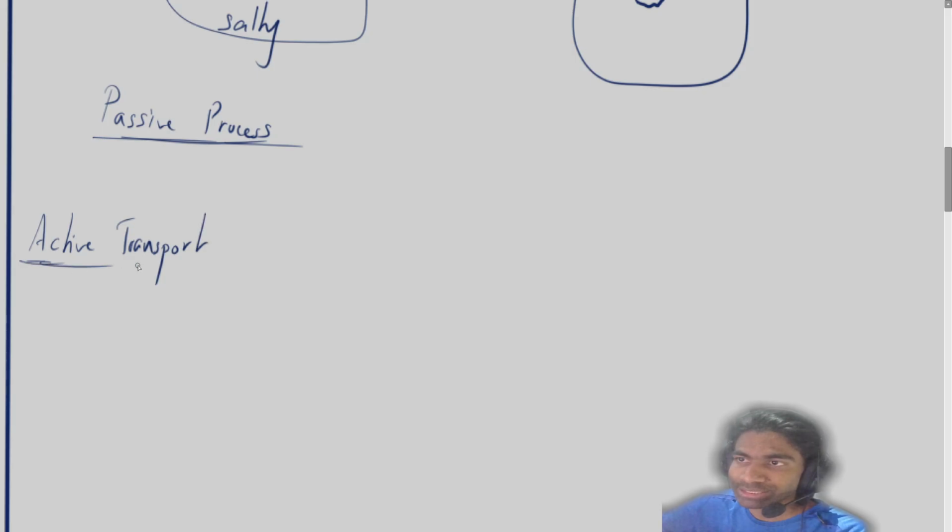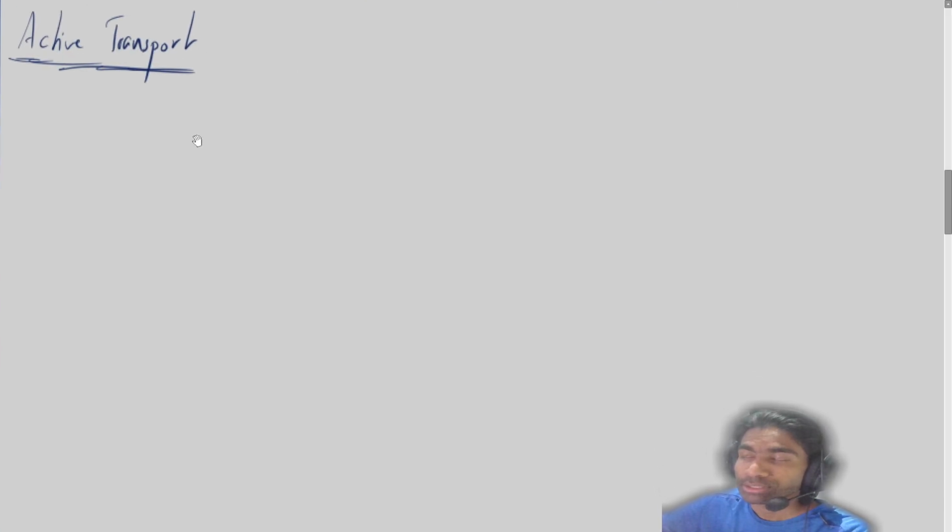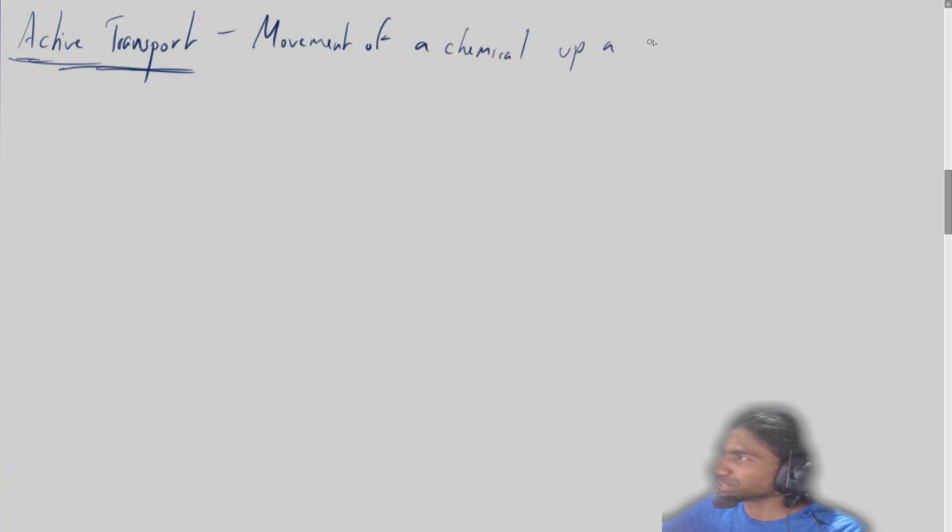Okay, and here is the typical definition of active transport. Now, active transport is the movement of a substance, or the net movement if you want, right? So the movement of a chemical up a concentration gradient. So rather than it going down the concentration gradient, it is going up a concentration gradient.